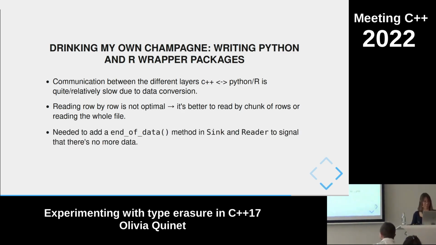And for this, at that time, first time, I didn't have the end of data method for the sink or the reader. So that's the method that I needed to add in my initial design that I completely forgot. I showed it to you in the first part of the presentation, but it came at a much later stage when I tried to implement those wrappers. So I think it's always good to test your library for a real use case, because it makes you realize, hey, I forgot something.